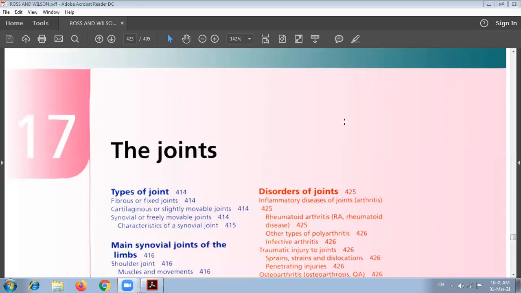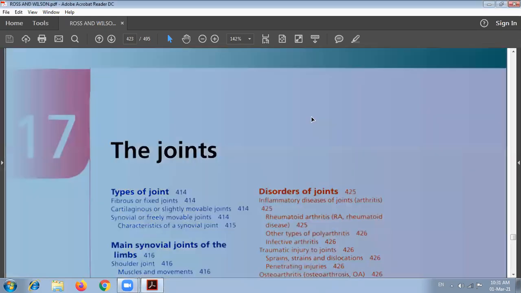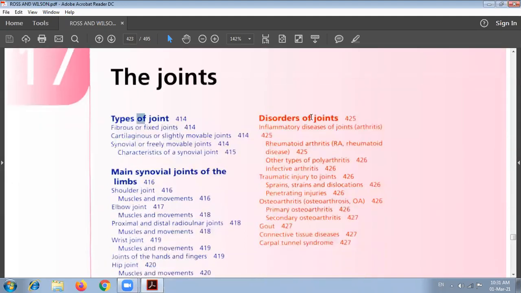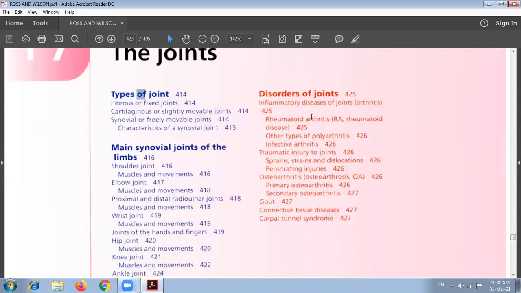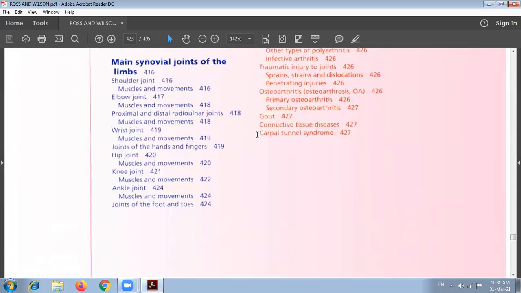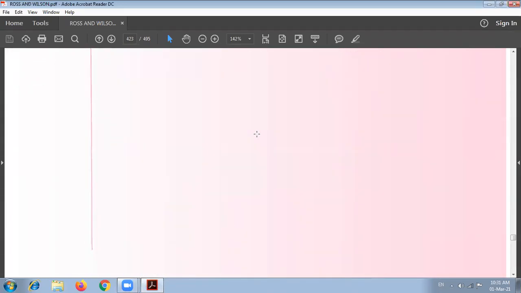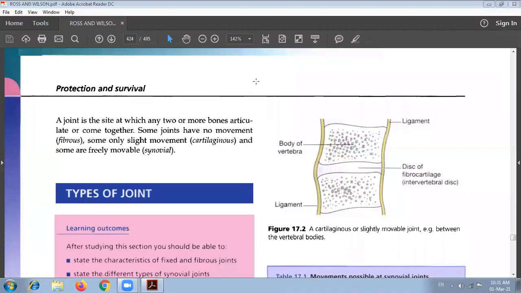Okay, today we will start with the joints and we will discuss the different types of joints which are joining or holding our skeleton in place. These joints are very important, and in this we will cover the types of joints and the main synovial joints of the limbs. So this will be covered in today's topic.